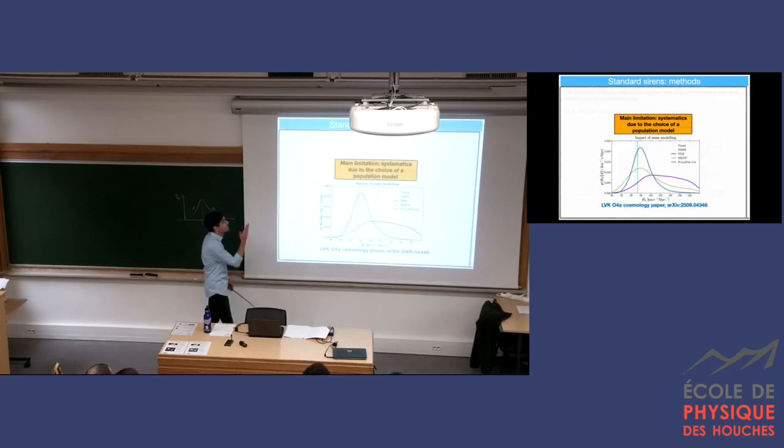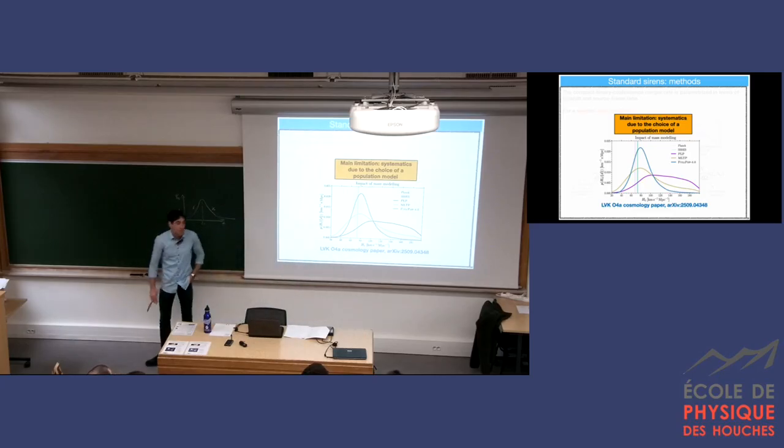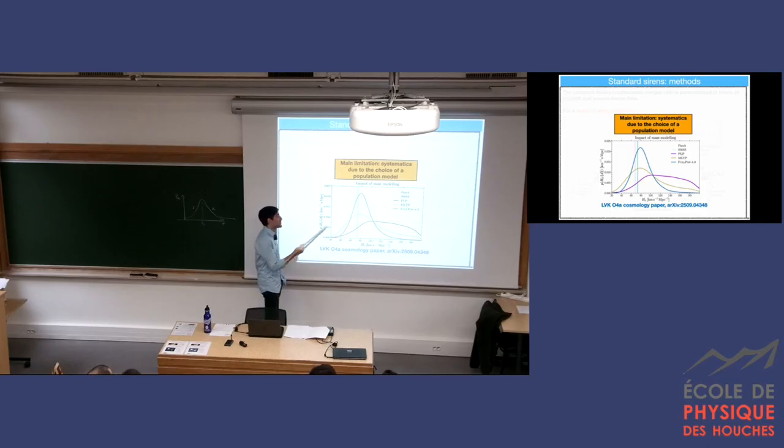So what is the main limitation of this method? Well, if I choose a mass model which is not good, which doesn't describe correctly the mass distribution of my observed events, H0 can get actually quite different values.